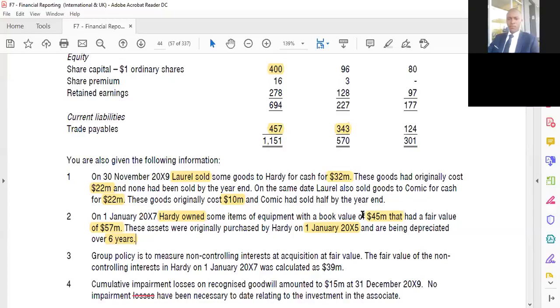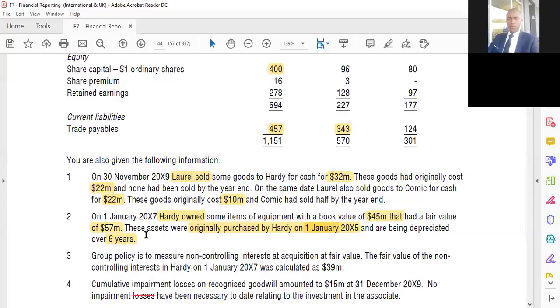Okay. So here, this asset was purchased on 1st January 20x7. But when was it originally purchased? In 20x5. The asset was originally purchased in 20x5. But in 20x7, the fair value changed from 45 to 57. Are you seeing that? From 45 to 57. So here, what do we do?